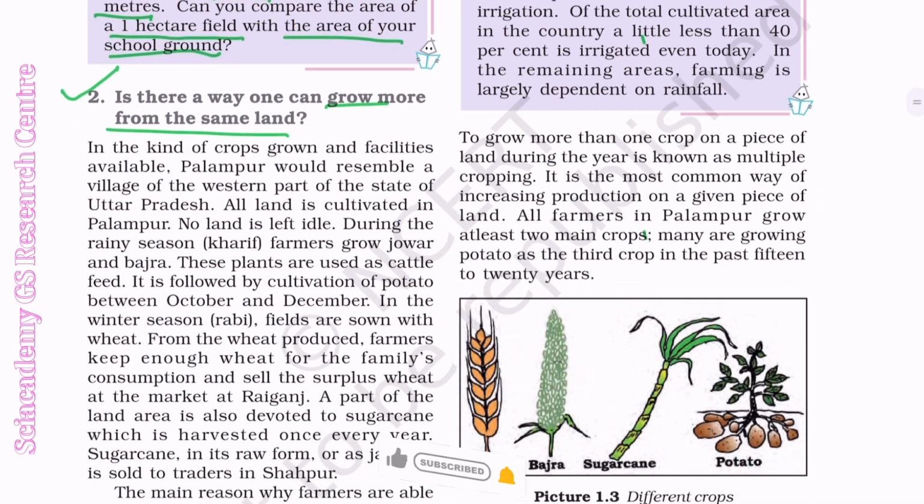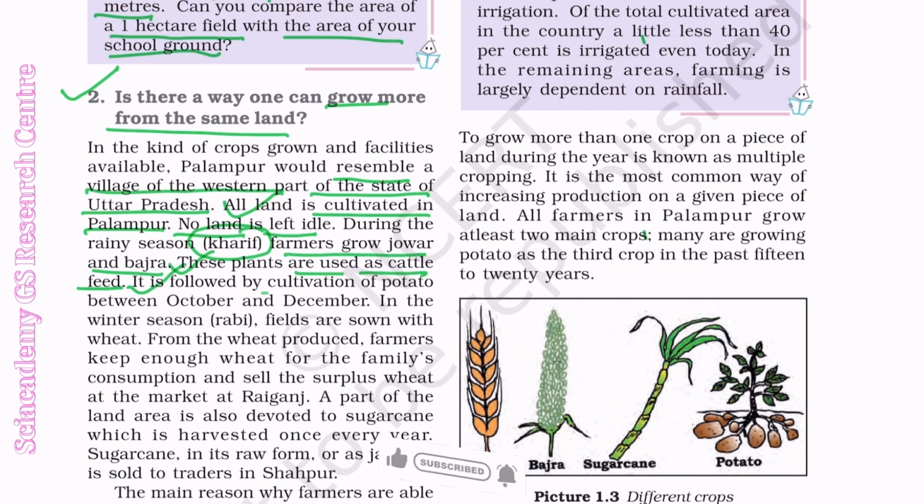In the kind of crops grown and facilities available, Palampur would resemble a village of the western part of the state of Uttar Pradesh. All land is cultivated in Palampur. No land is left idle. During the rainy season, that is Kharif, farmers grow jowar and bajra. These plants are used as cattle feed.